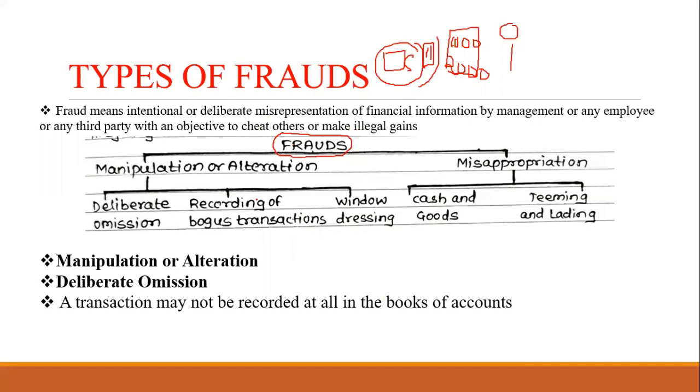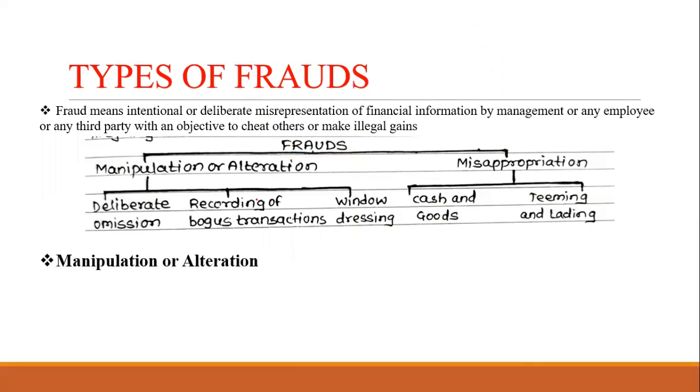So next we have, under manipulation, the next point: recording of bogus transactions. Can anyone give me an example? What do you mean by bogus transactions?